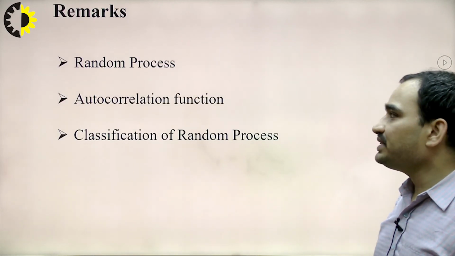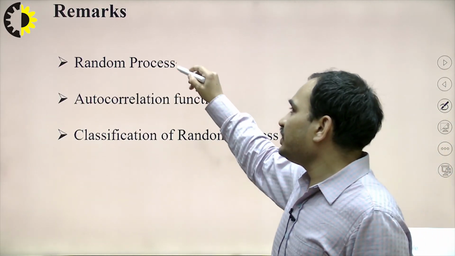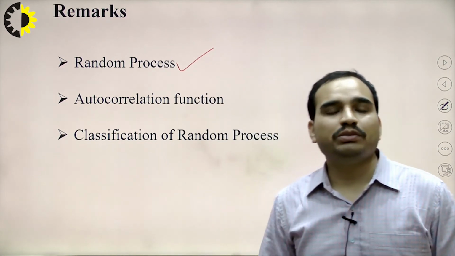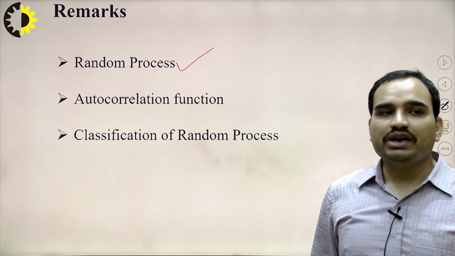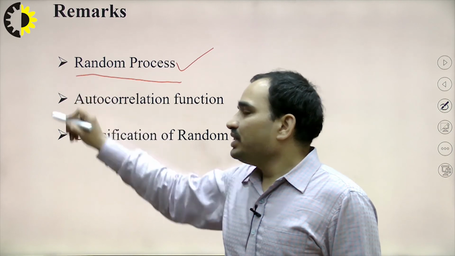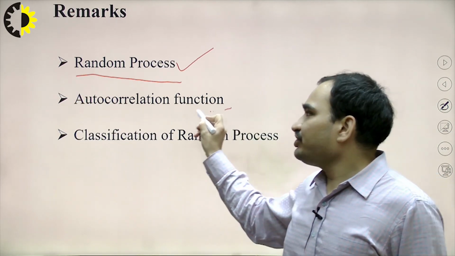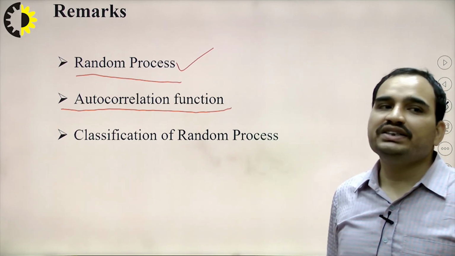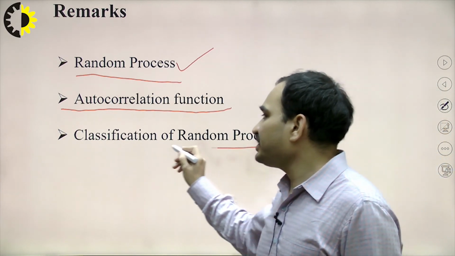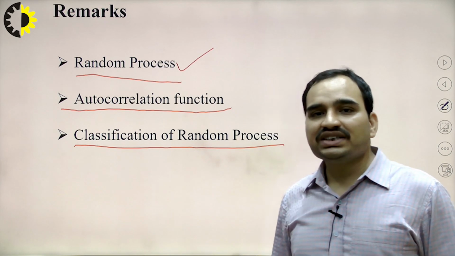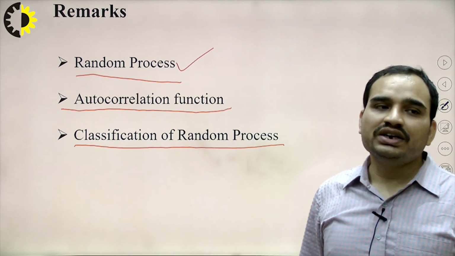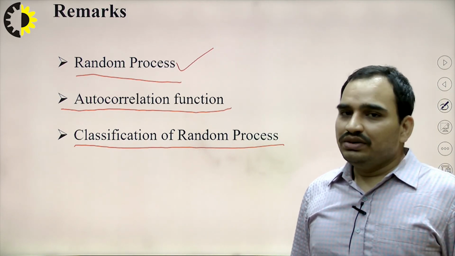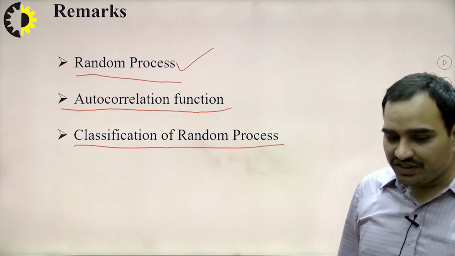So what we have discussed in this lecture: we have covered the random process, that a random variable mapped with a function of time is known as a random process. Then we discussed the autocorrelation function and its 3 properties. Then we classified the random process into strict sense stationary, wide sense stationary, and ergodic wide sense stationary processes. So here we are going to stop our lecture. Thank you.